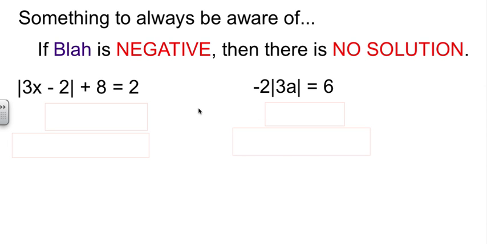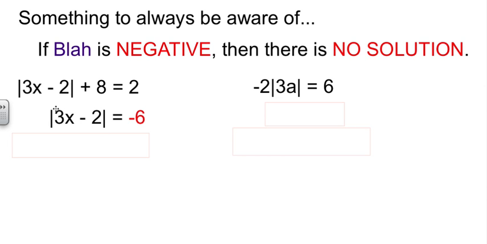And they're really good at disguising that. Because right now it looks like your blah is a positive 2. But it's not, because this is in the way. To be in stuff blah, you need to have just an absolute value on one side, with nothing else with it. So I need to subtract this 8 out of my way. Subtracting 8 gets me to a negative 6.